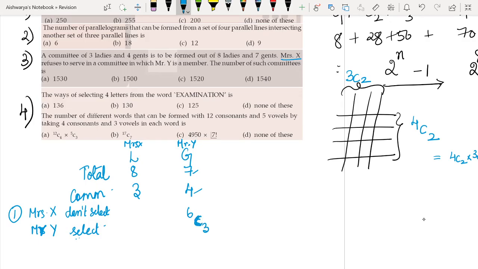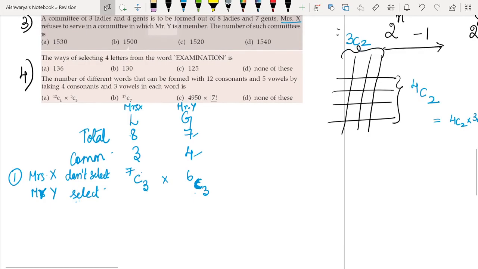We just discussed a few minutes back in permutations, first is combination and then permutation. That question, I am applying the combination part here. Now coming to this, you don't select Mrs. X, but you still have to select 3 people. Mrs. X is there in the total, I am removing her from the total. So 7C3 into 6C3 is the first way to do it.